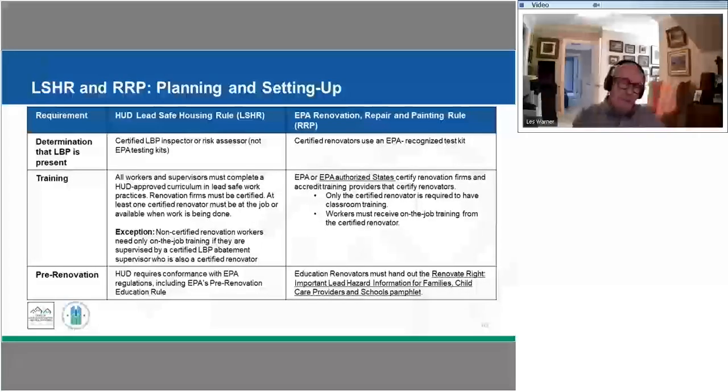So they're kind of scoring the paint and using this dauber kit on there, which will turn a color to indicate whether there is lead present. That's allowable under EPA. That is not allowable under Lead Safe Housing Rule. So when we are triggering that we have to do paint testing, that will need to follow the Lead Safe Housing Rule, which is a higher standard.